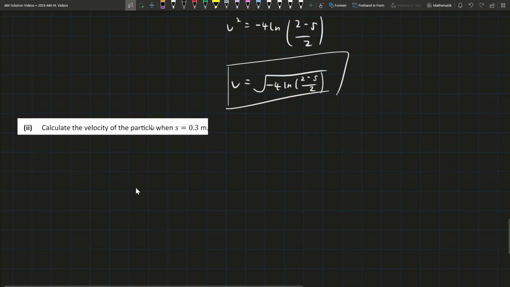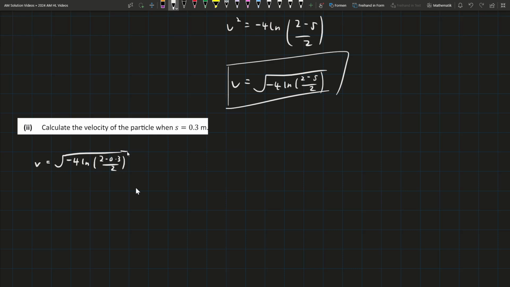Finally, we're told to calculate the velocity when s is 0.3. So it's going to be velocity equals the square root of minus 4 ln of 2 minus 0.3 over 2. Put that into your calculator, and you get that it's about 0.81 meters per second, because velocity is in meters per second, and that's the answer.